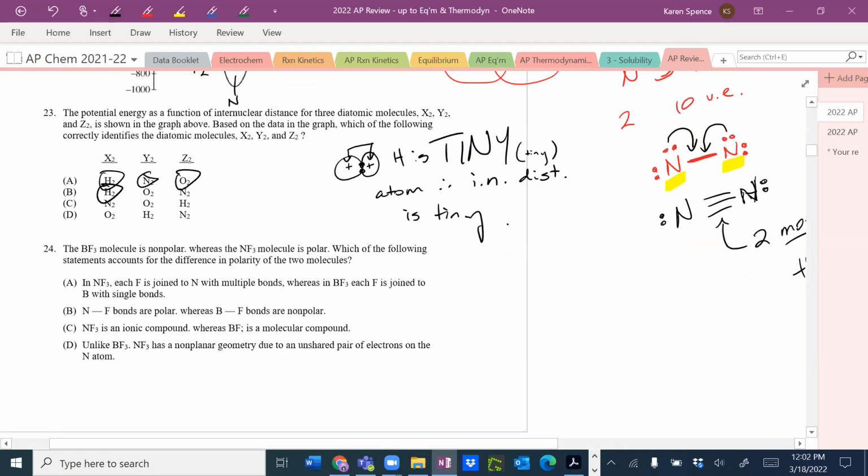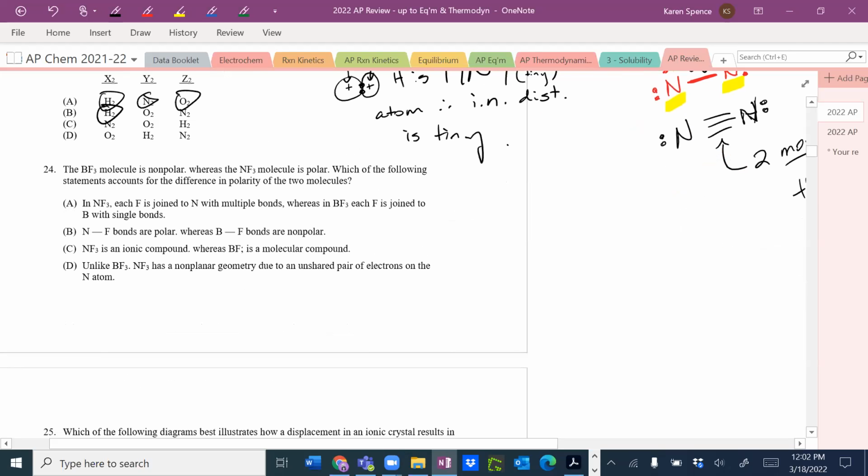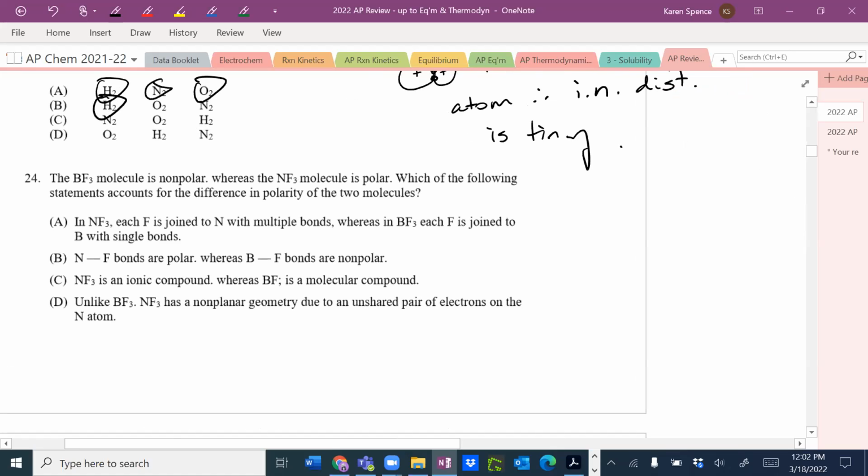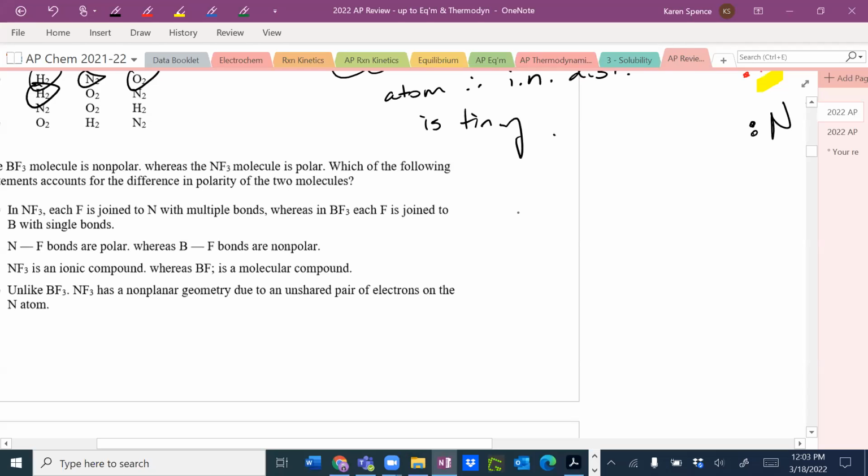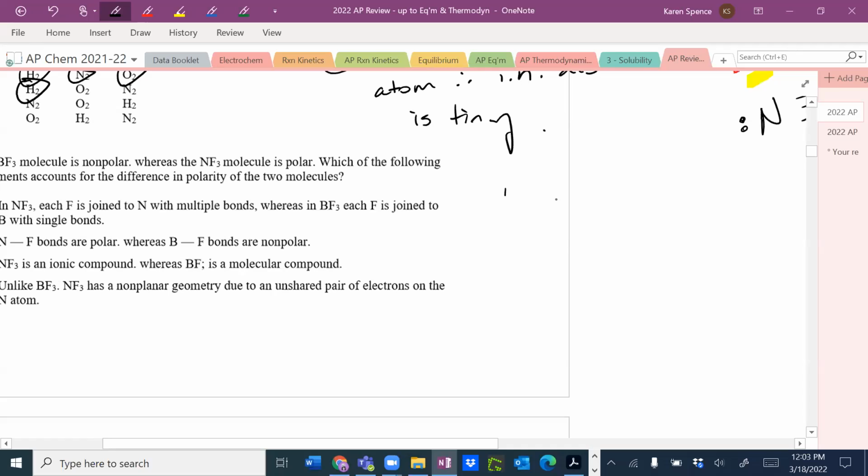24. We have BF3, which is nonpolar, and NF3, which is polar, and we want to know about the Lewis diagram for NF3. All right, so drawing a Lewis diagram, we have N, which has 5 valence electrons, and we have 3 Fs, which is going to be 3 times 7 valence electrons.